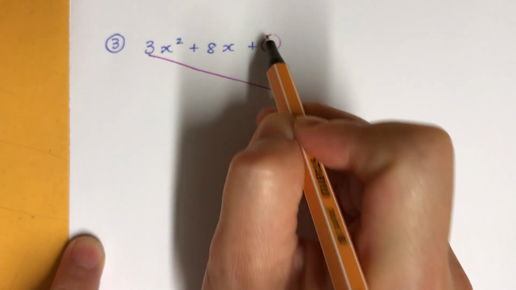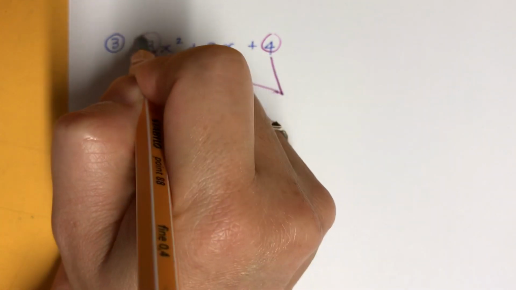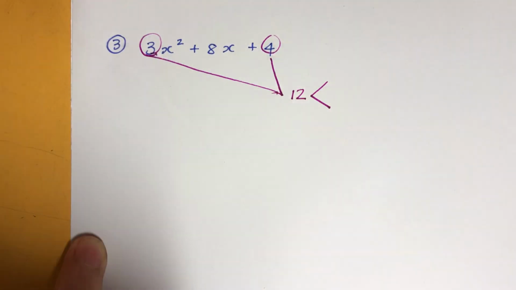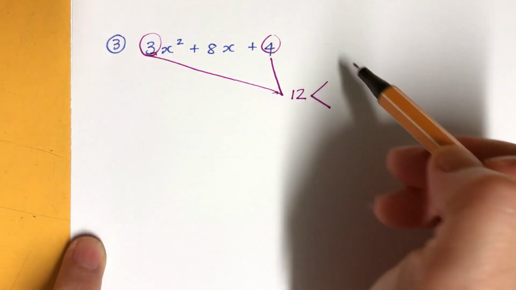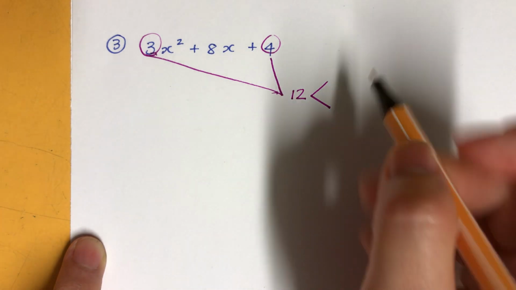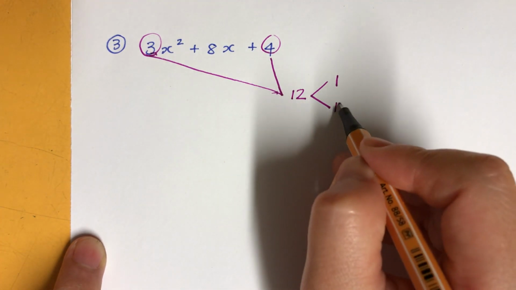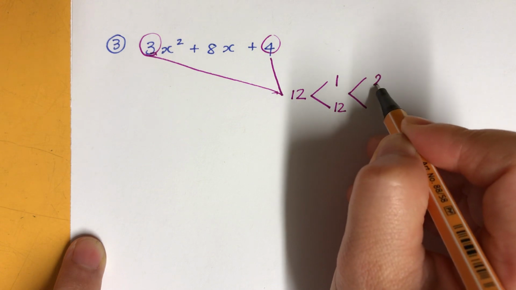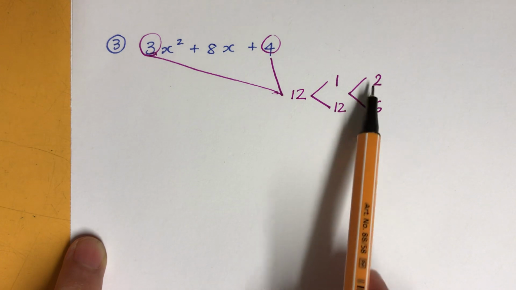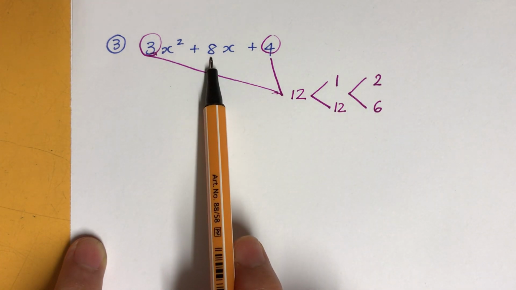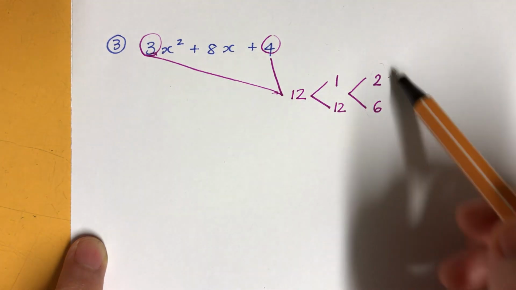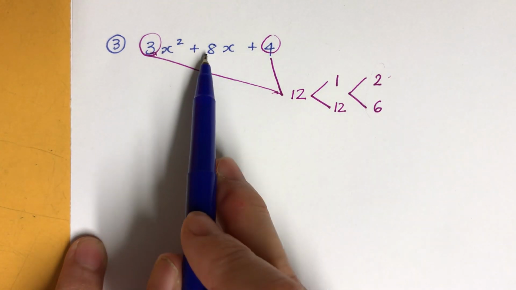Okay, 4 and 3. So what's that? 12. Now I need to find the factors of 12 that are going to add up to make 8. So first one, I'll go 1 and 12, 2 and 6. I can see already 2 and 6 will make 8. 1 and 12 doesn't do anything to make 8. So I'm going to pick this, but make sure it's a plus 8.